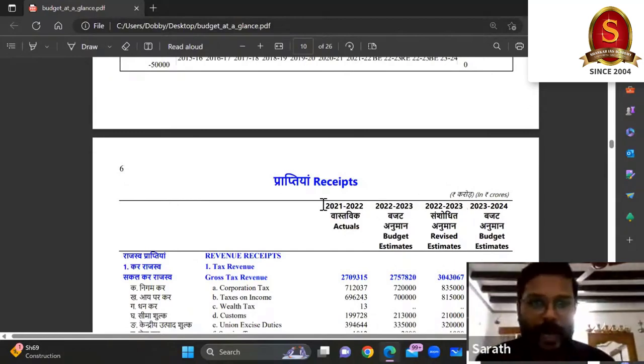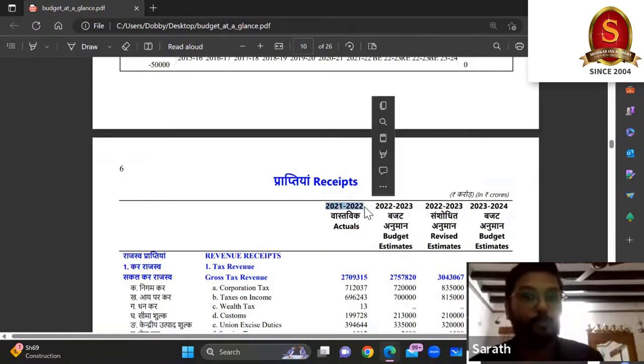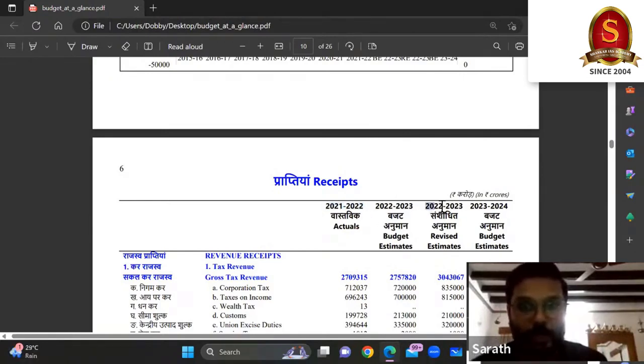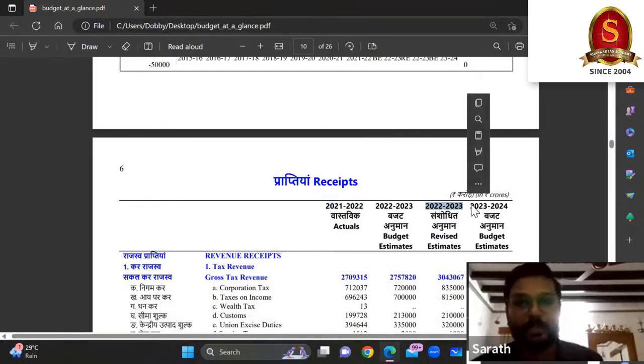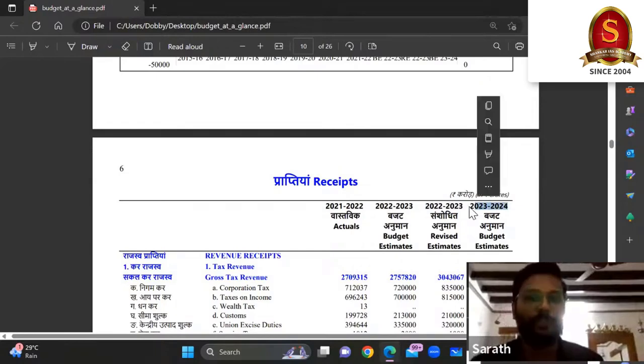Next year, February 1, 2024, you will find actuals for 2022-23. You will find revised estimates for 2023-24. You will find budget estimates for 2024-25. That's what you will see in next year's document.